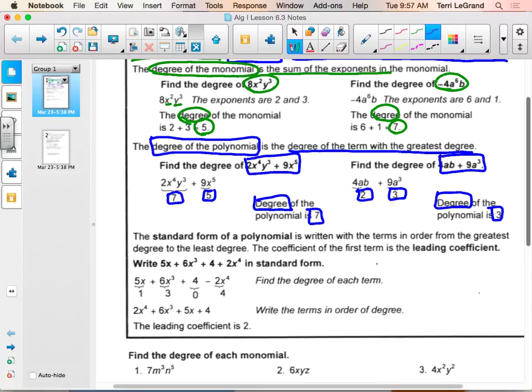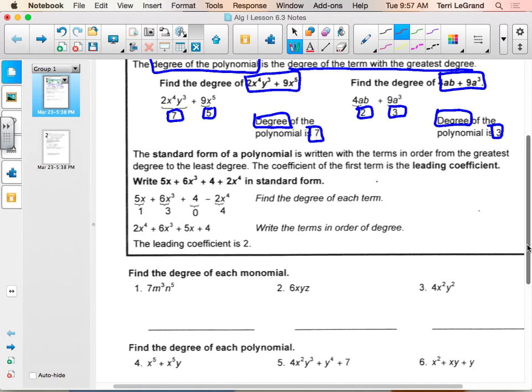Okay, pick a new color. Because now we're going to talk about the standard form of a polynomial. So, I guess I'll go back to circling here. Standard form of a polynomial. It's important that we know how to write a polynomial in standard form. There'll be lots of reasons why it's important coming up. Right now we need to know how to do it.